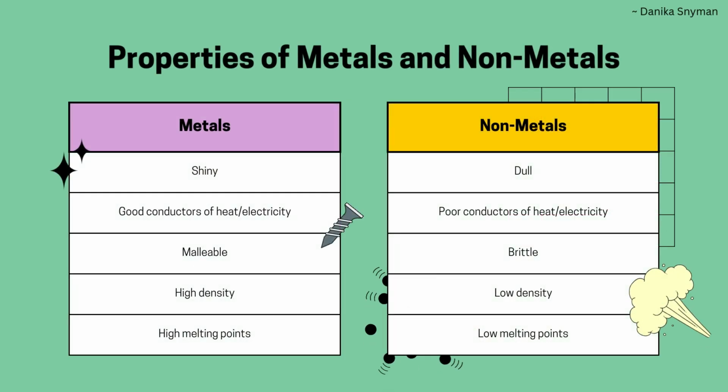Let's look at metals and non-metals. So let's compare them. Metals are shiny, bendy, good conductors of heat and electricity. Okay, and non-metals are dull, break easily, and poor conductors of heat and electricity. That's why some items in your home are made of metals and the others are non-metals, because it is for what they are being used for.